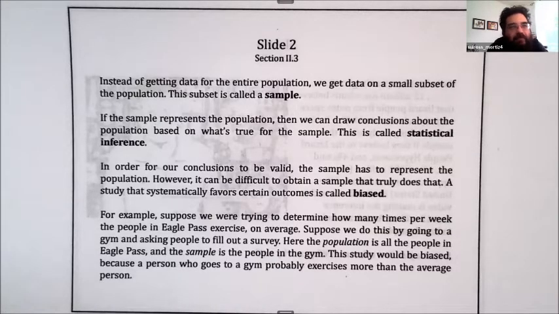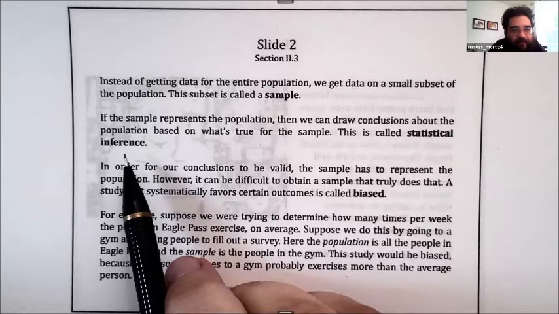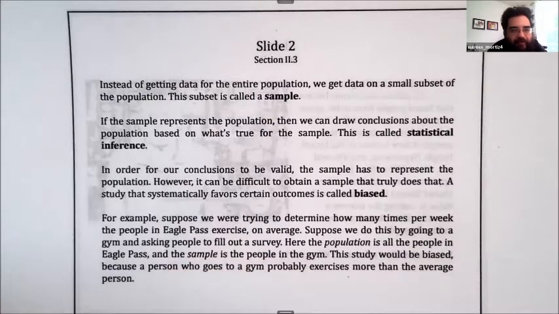And if we find, when we look at that sample, that on average people watch, let's say, 6 hours a week, then we can draw the conclusion that in Eagle Pass, people watch about 6 hours a week. Drawing that conclusion is known as statistical inference. We haven't studied the entire population, which is usually impossible. We have studied a sample, and we infer something about the population just from looking at that sample.